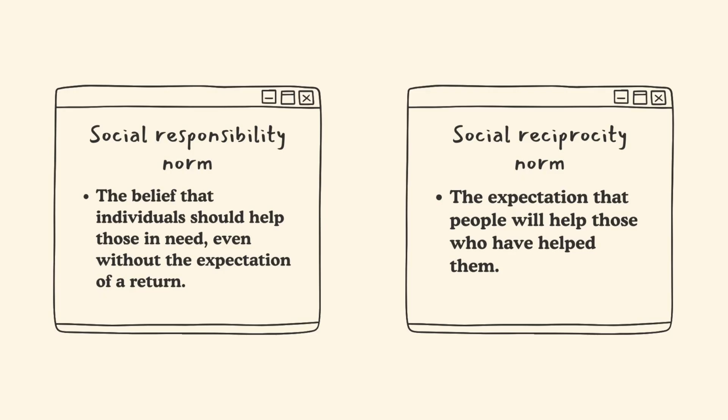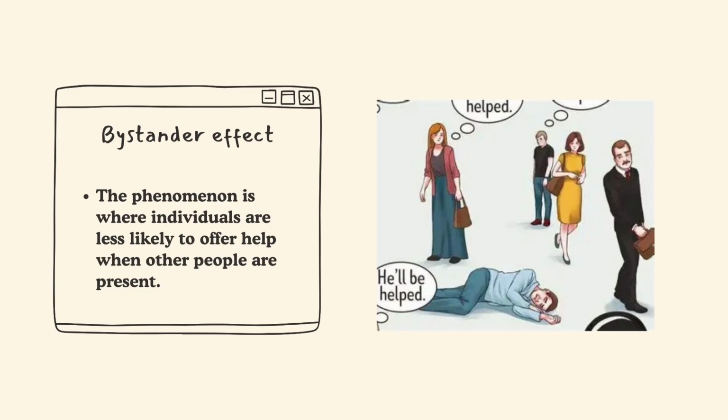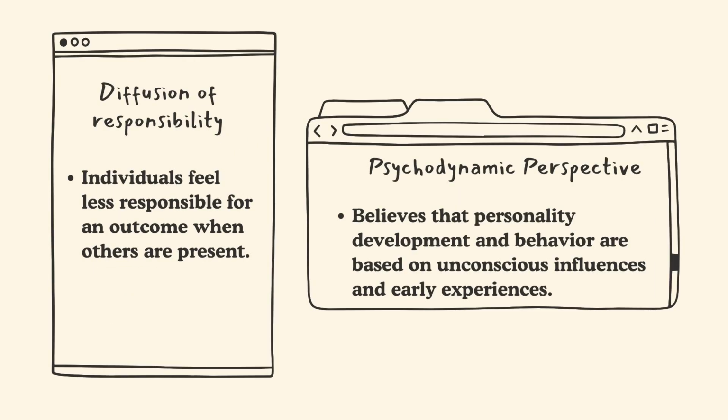This norm is basically that if I helped somebody before, I will expect that they help me in the future. So that's why I help people at first. Bystander effect. This is the phenomenon where individuals are less likely to offer help when other people are present. Why is the bystander effect happening? This is usually due to, for example, thinking somebody else will help them, or you just don't want to get in trouble because others are watching you. Diffusion of responsibility is when an individual feels less responsible for an outcome when others are present.